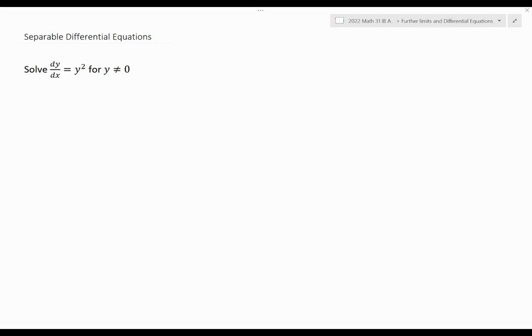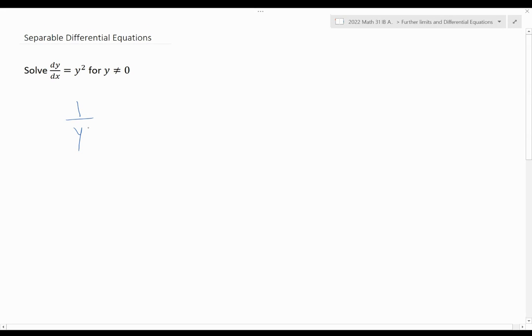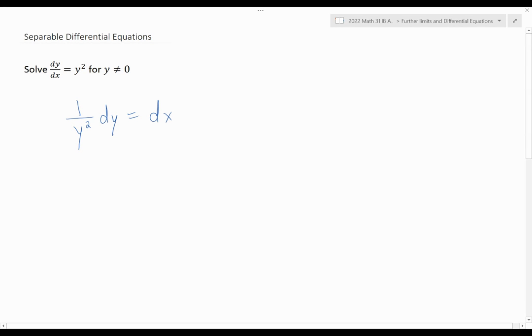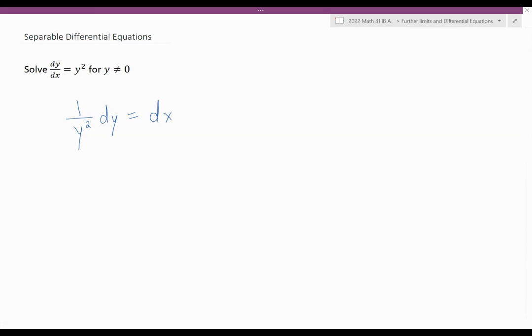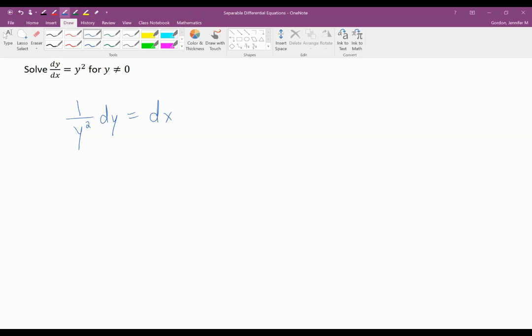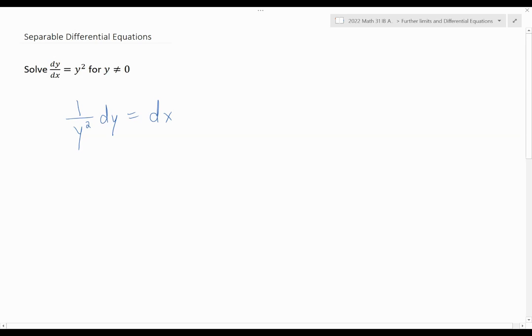variables. So in this instance, for example, I could rewrite this equation dy/dx equals y squared as 1 over y squared dy equals dx. And note that's why I've given the restriction that y doesn't equal 0, because I had to divide by y squared. If I didn't give that restriction, I would essentially be introducing that restriction in order to solve the differential equation. But now that I have it separated, I can integrate the left-hand side with respect to y and the right-hand side with respect to x and get a solution.